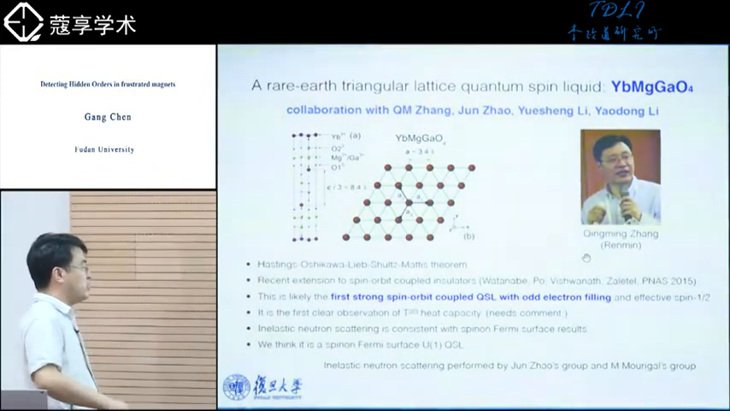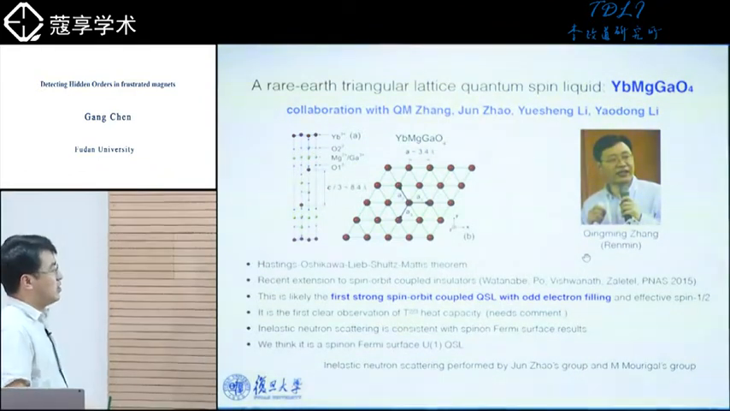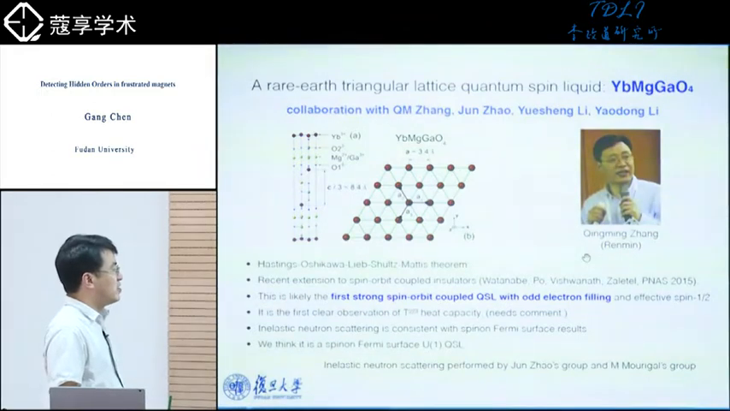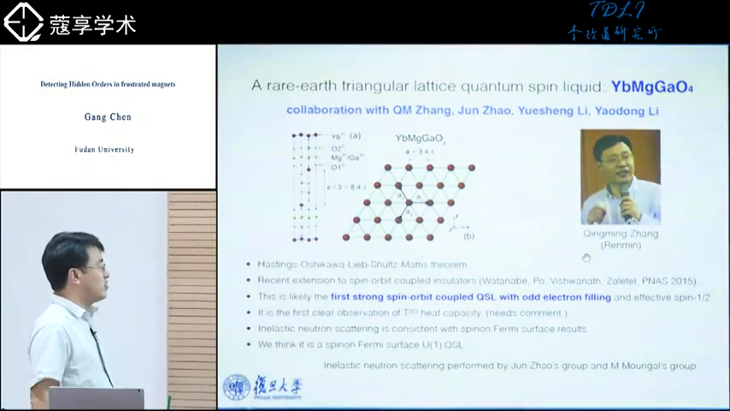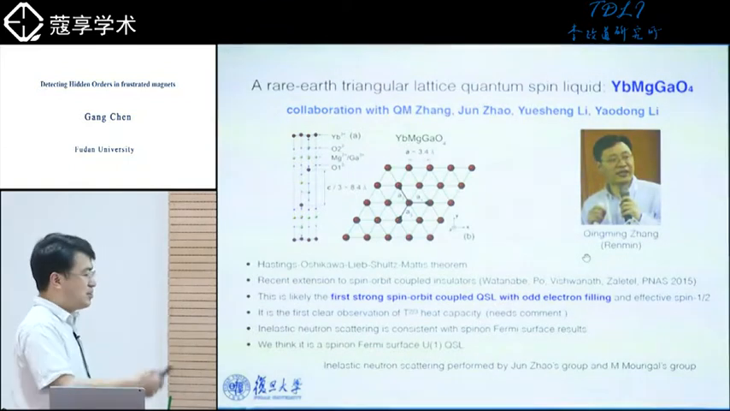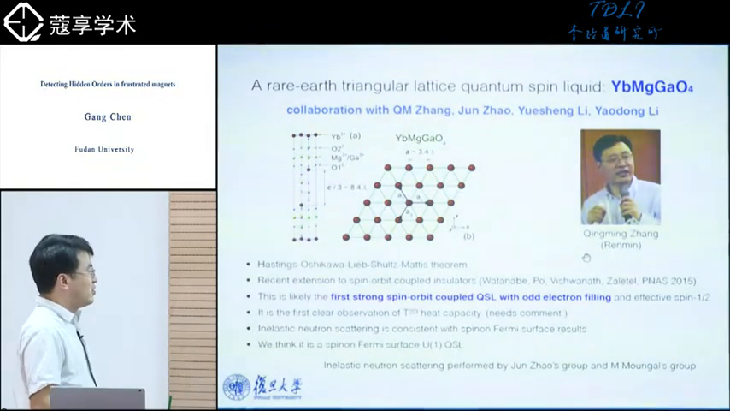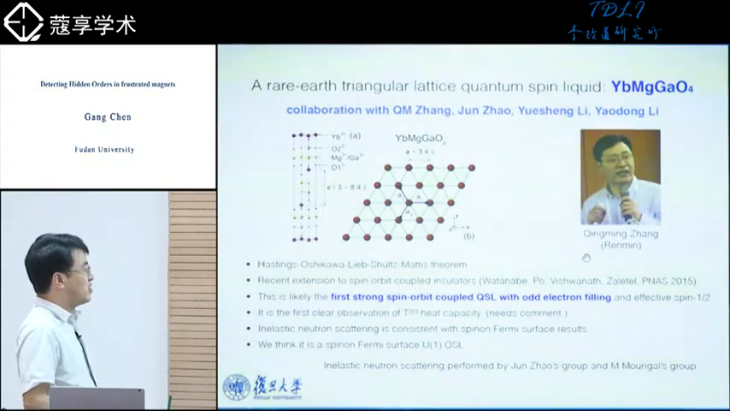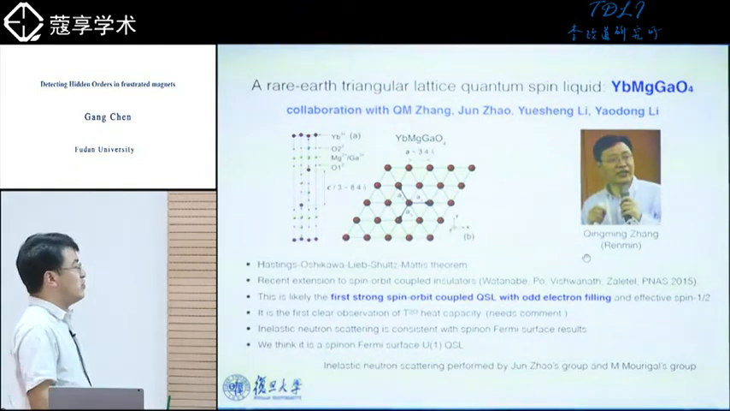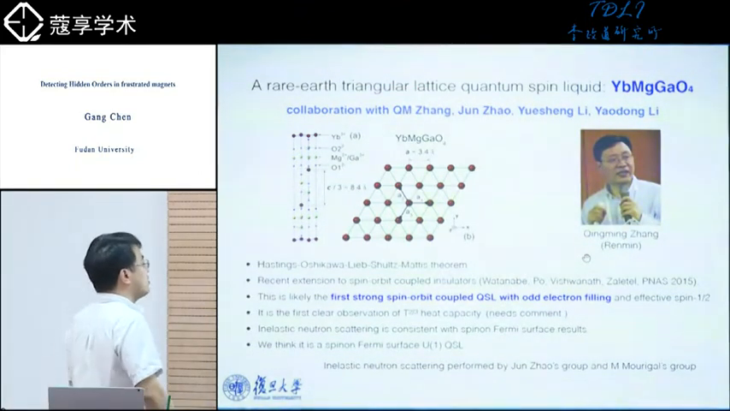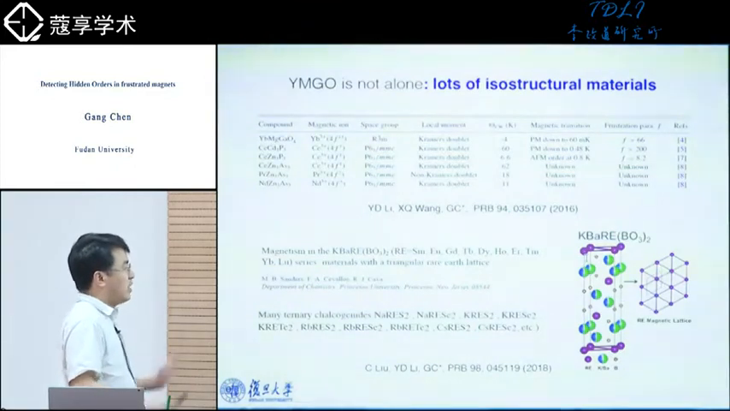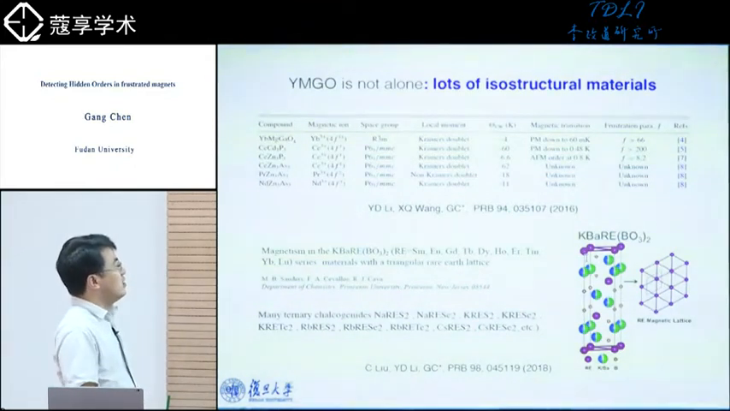So I don't want to get into details of this compound. It turns out that this was proposed by us as a candidate for spin liquids. It's a very nice candidate for spin liquids. It has attracted a lot of attention worldwide, a worldwide interest in this system and the physics related to it. But I want to point out this material is not alone.